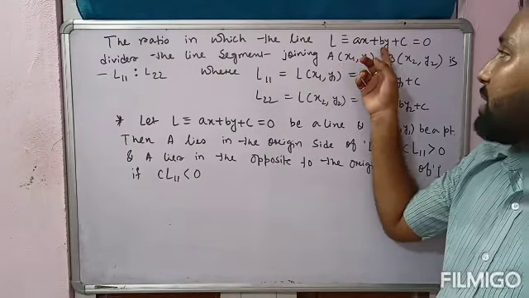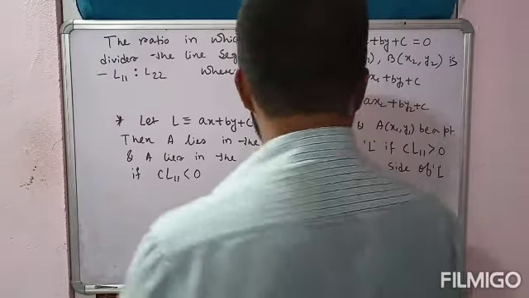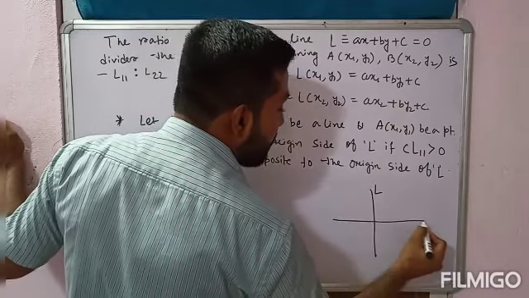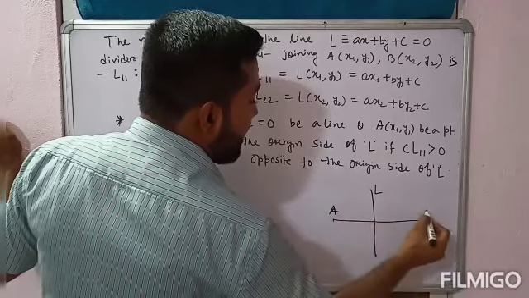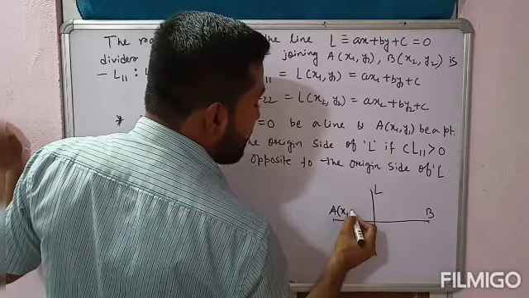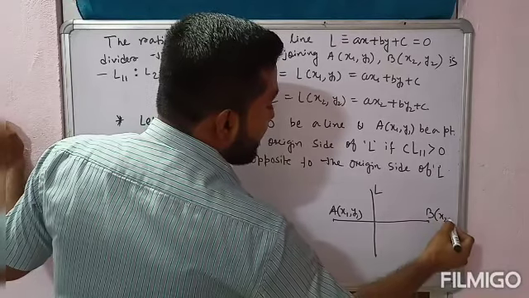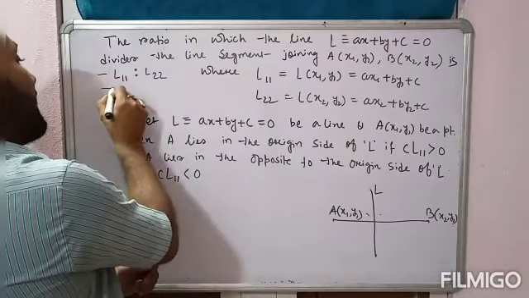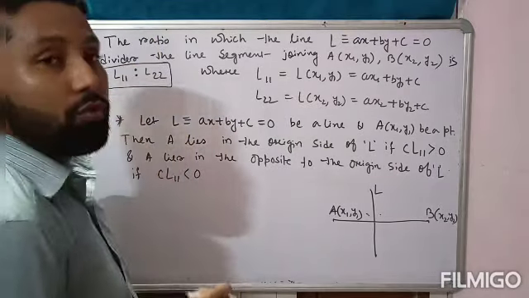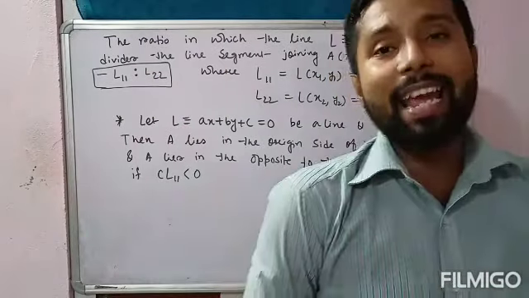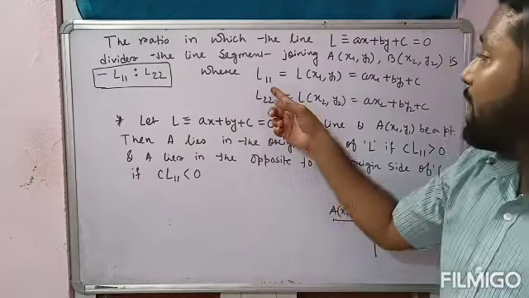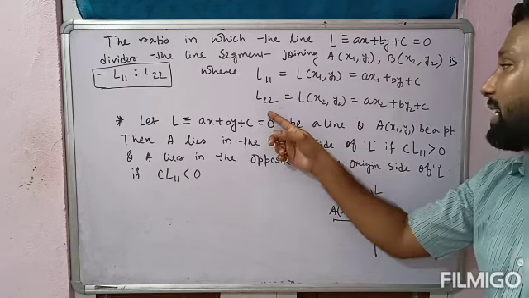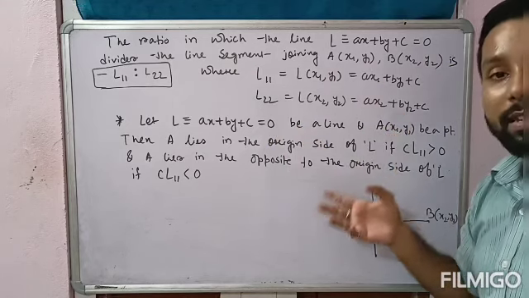If the line ax plus by plus c equal to 0 divides the line segment, look at the diagram. This is suppose the line ax plus by plus c equal to 0, which divides the line segment joining the points A(x1, y1) and B(x2, y2). जो रेशियो में डिवाइड करेगा वो रेशियो क्या होगा? माइनस L11 is to L22. Now the question is, what is L11? Where L11 is nothing but ax1 plus by1 plus c, and L22 is nothing but ax2 plus by2 plus c. It's very simple.